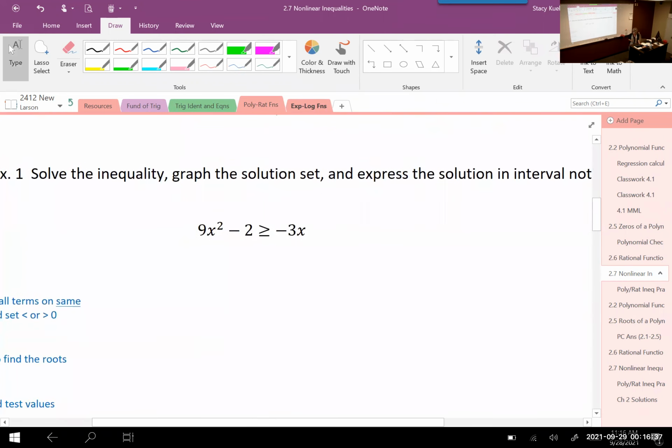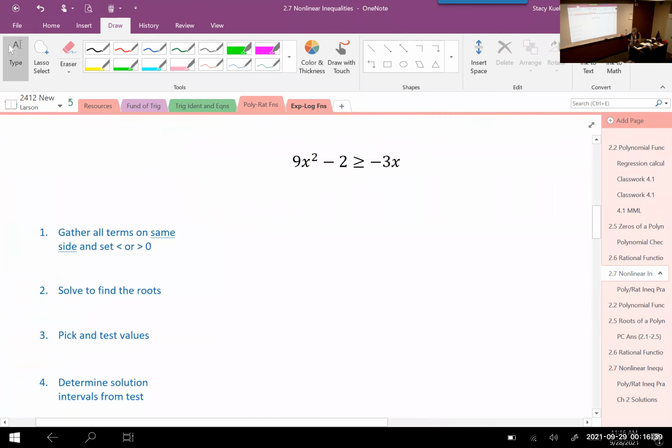So here is the first problem that I want to address. This is 9x squared minus 2 is greater than or equal to negative 3x. And I want to solve the inequality, graph the solution set, and then express that solution set in interval notation. So there's three things that I want to do here. In order to solve it, first we're going to gather everything up on the same side, right? Isn't that how we solve an equation? All right, so I'm going to gather all the variables up on the same side.